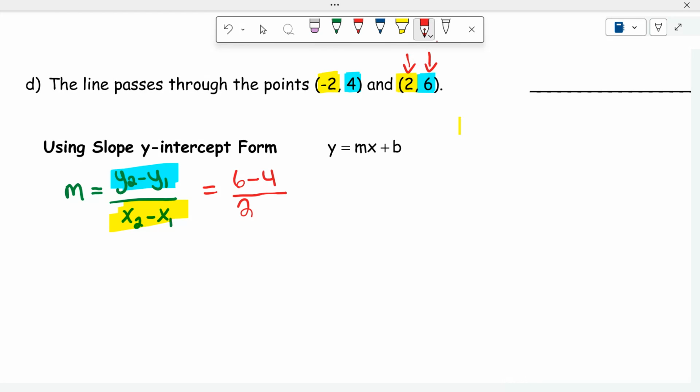So 2 minus -2. Which again, guys, if you're picturing it, you should think, if I'm at -2 and I'm going to +2, that's a distance of 4, right? If you picture actually counting the blocks. So 6 minus 4 is 2 divided by 4, which now we just calculated. We'll always reduce our slope if we can. So we have a slope of half.